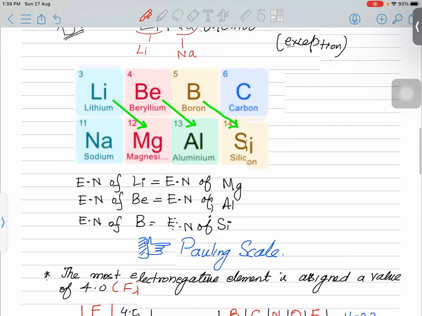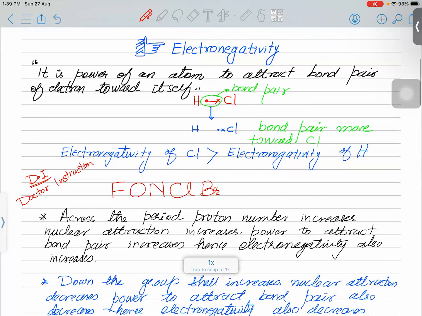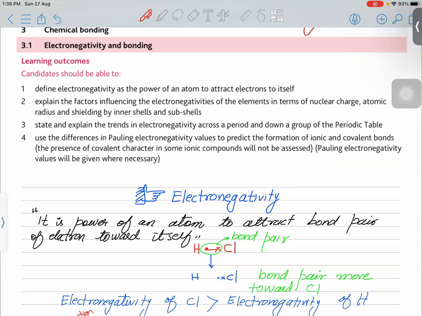This is all about electronegativity. Do you have any question? No, sir. This is pretty simple. Okay. Explain the factors that influence the electronegativity of elements in terms of nuclear charge, atomic radius, and shielding by inner shell and subshell.